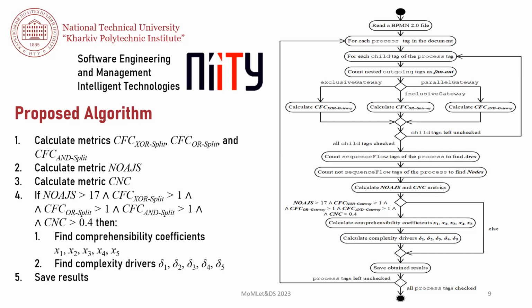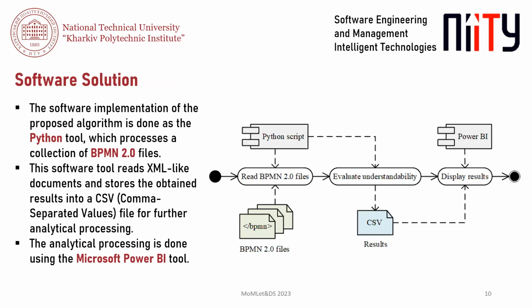Then find comprehensibility coefficients x1, x2, x3, x4, and x5, and define complexity drivers to make a decision which is the weak spot of the model that makes it inefficient in terms of its comprehensibility and understandability. Then the calculated results should be saved for further processing.